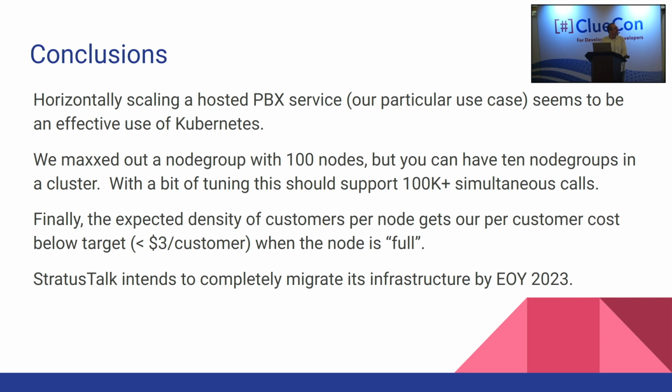Conclusions. Horizontally scaling obviously works. We kind of proved it. We maxed out a node group with 100 nodes. So we think we can do the 100K simultaneous calls with 1,000 nodes. And we can do that with 10 node groups. Density of customers allows us to get to $3 per customer. I think we got to like $2.60 or something like that. And then we plan to finish this by the end of the year.